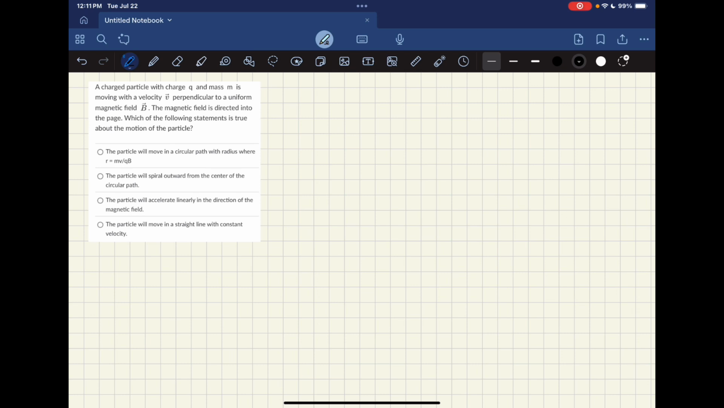It's moving with a velocity v, perpendicular to a uniform magnetic field. The magnetic field is directed into the page. Which of the following statements is true about the motion of the particle? So let's see the right-hand rule in action.